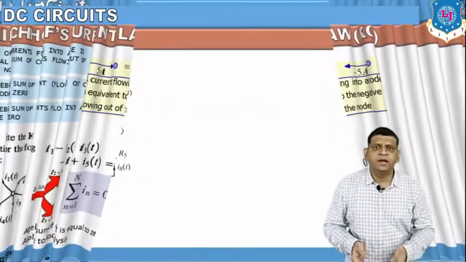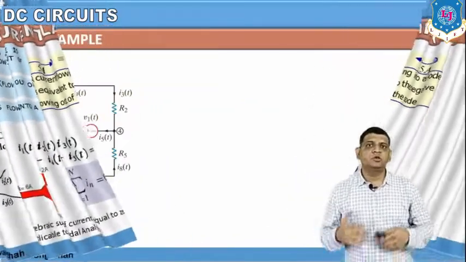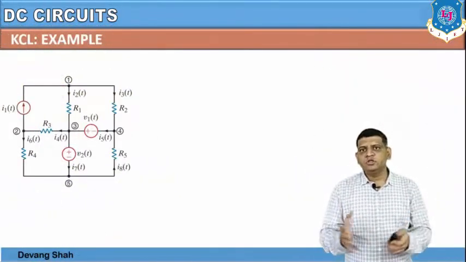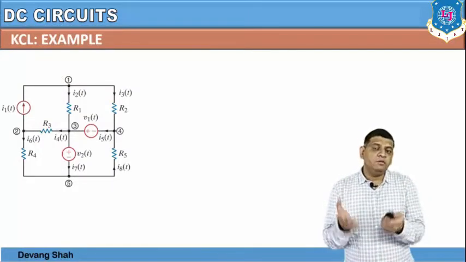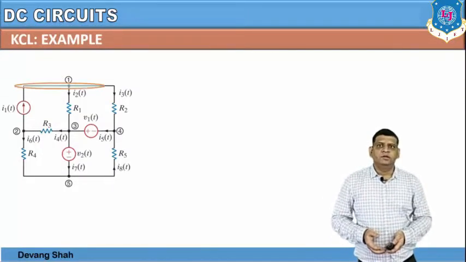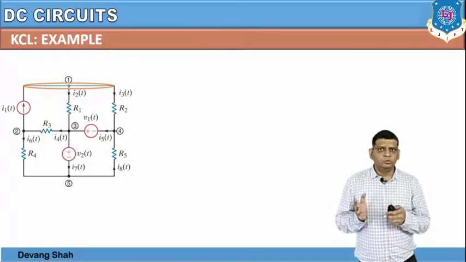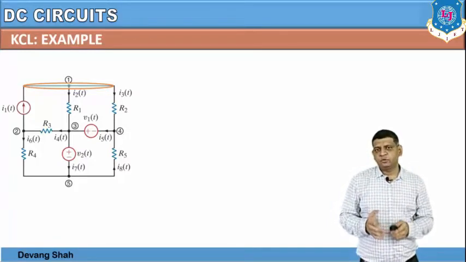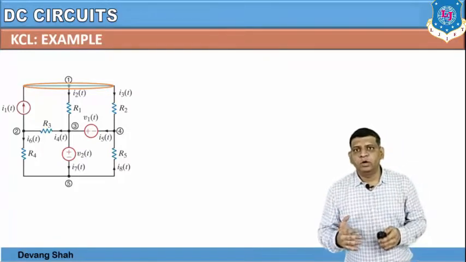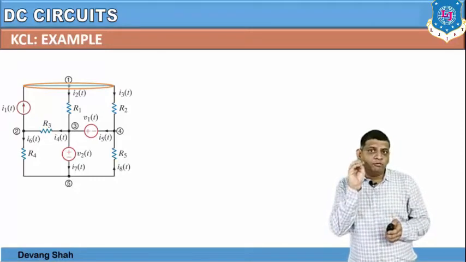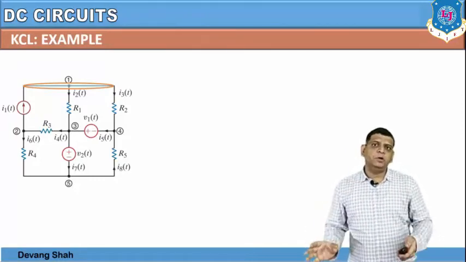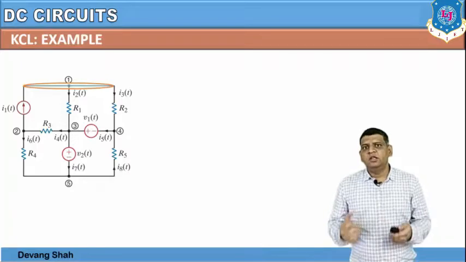So let's define one example based on Kirchhoff Current Law, where your first job is to identify nodes. So can you identify how many nodes are here? Yes, this is node number 1, node number 2, node number 3, and node number 5. So in total here you can find 1, 2, 3, 4 and 5. So total 5 nodes. Now for each particular node we have to write Kirchhoff Current Law.